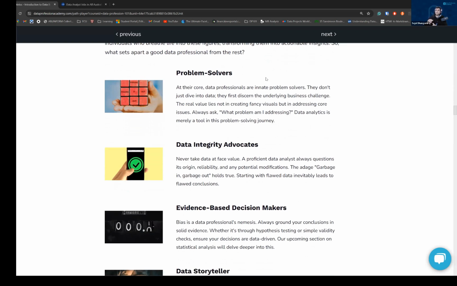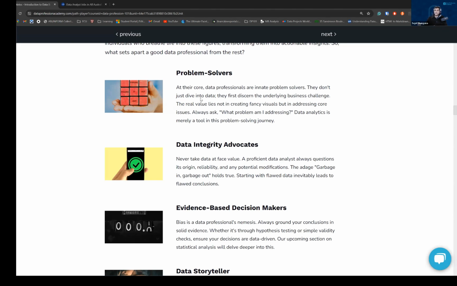So what does a good data professional look like versus the rest of the professionals? Data professionals are problem solvers, because as a data analyst, you're not hired to analyze the data. That's probably what the job responsibility says, but you are analyzing the data to solve a problem. So the problem is always the key thing here. It's not what analysis you can do. It's not what graph you can produce. It's about what problem you can solve. At the core, data professionals are problem solvers.